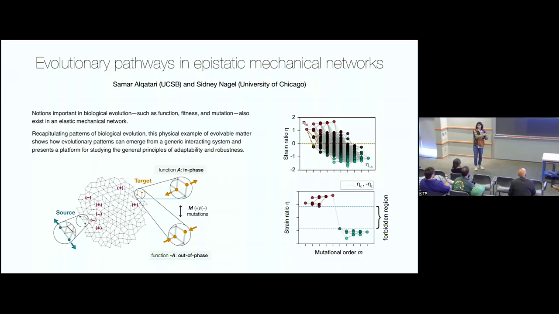How do you evolve to acquire new function? And with that, we've been able to recapitulate a lot of the surprising characteristic features of biological evolution and discover new features. So hopefully I can tell you more about that. Perfectly in time. Good. Next.